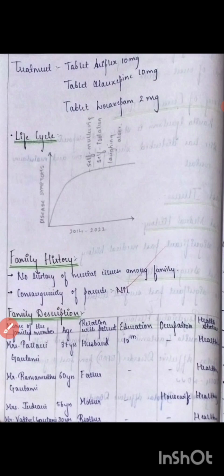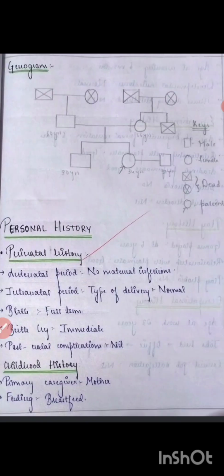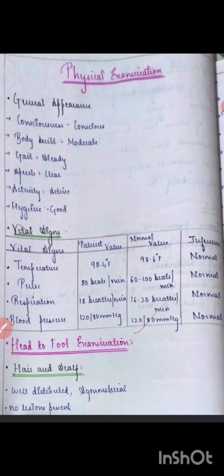Then comes the family history and family description. Then the genogram you all have to draw from the maternal side also and paternal side, so both will come. Then comes the personal history, like the perinatal history, the childhood history, educational history, play history, occupational history, then the habits. Then comes the physical examination. Now in mental health nursing, no need to give much focus on the physical examination. So this is all physical examination, you all can go through this.